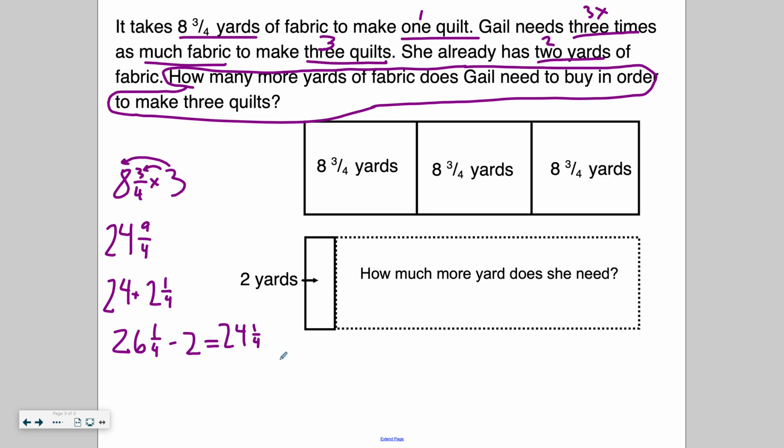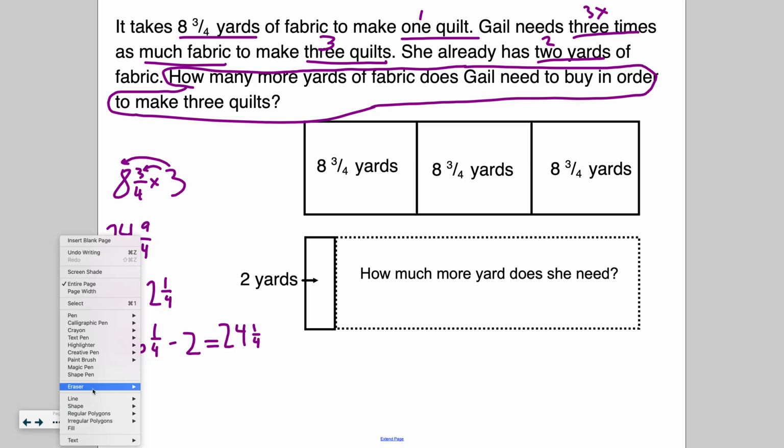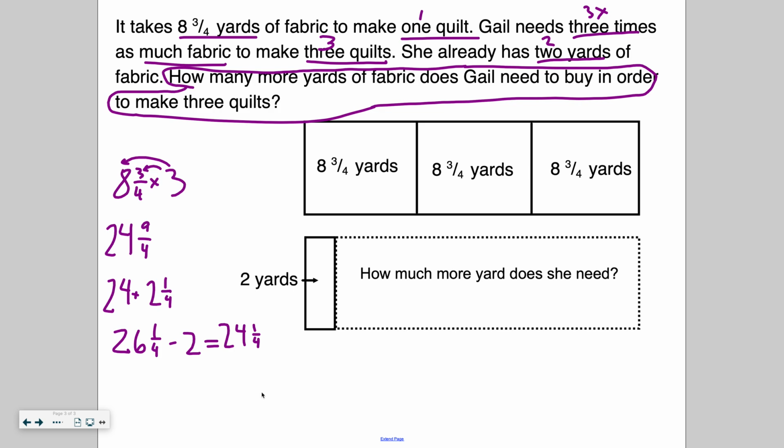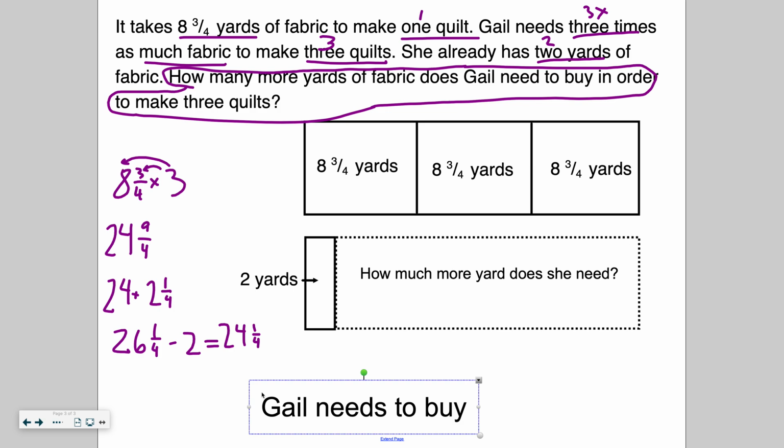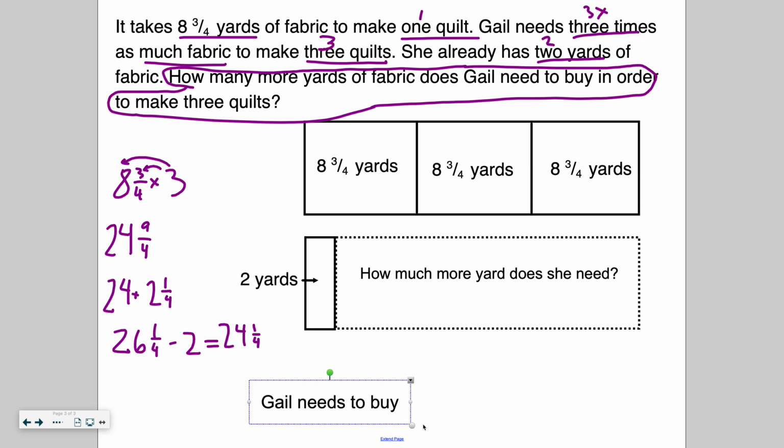So Gail needs to buy 24 and 1/4 yards of fabric. So let me write that. Gail needs to buy 24 1/4 yards of fabric. That is my final answer. Oops, 1/4, not 2/4.